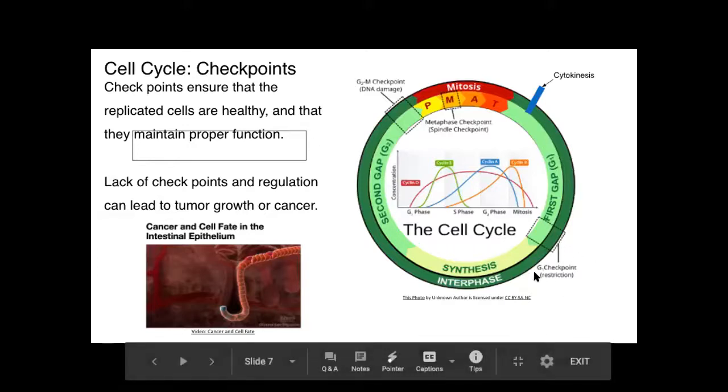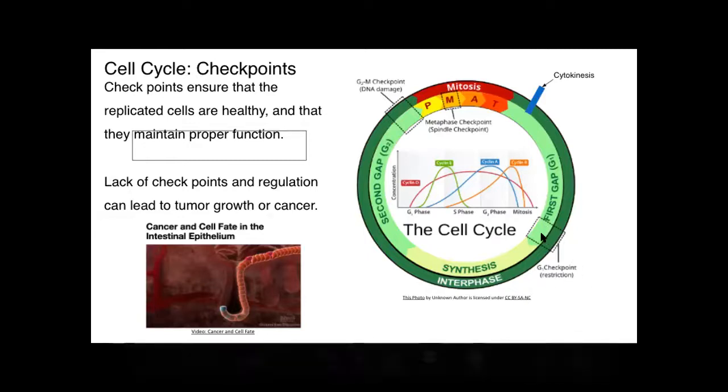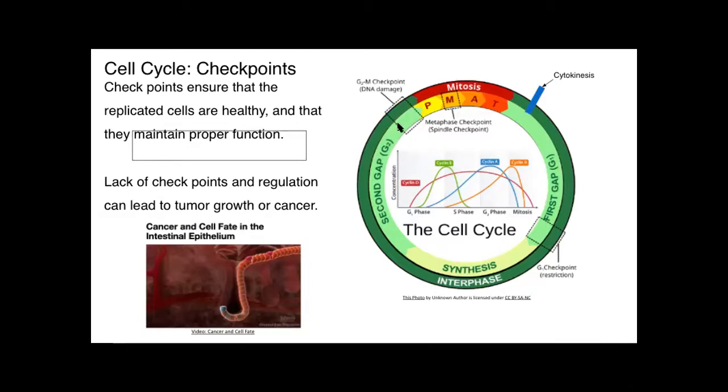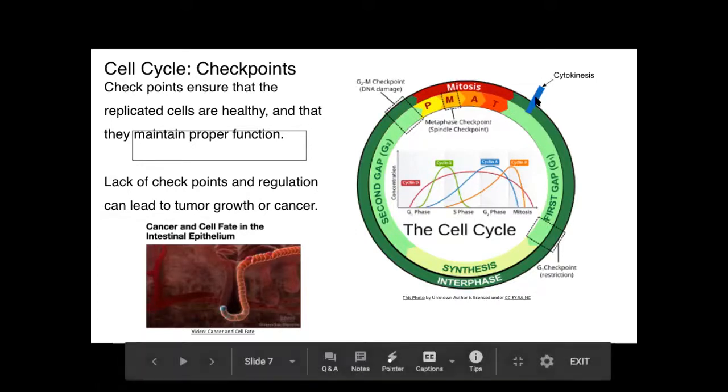So in G1, the restriction checkpoint, this is, do we have enough nutrients to go ahead and go? Then if we do, we're going to synthesize the DNA. Then you're going to replicate pretty much everything. You're going to check the DNA for damage. You're going to check that you have replicated all of the proper organelles. And then you're going to go ahead and split the DNA. And right here, you're going to check that the spindle fibers have attached correctly to the kinetochore. And then you're going to go ahead and pull them apart and then split the cell. So you do have 3 checkpoints.